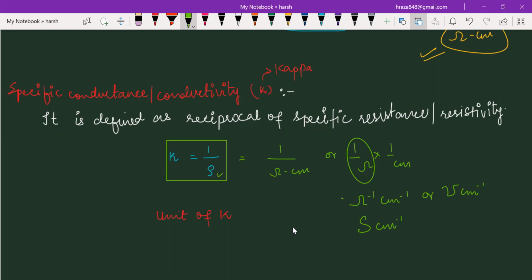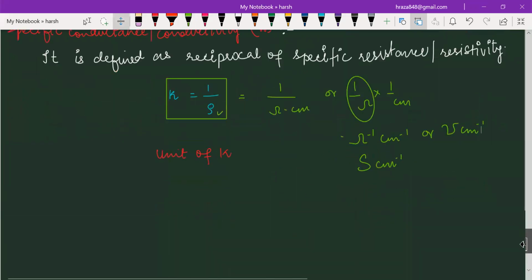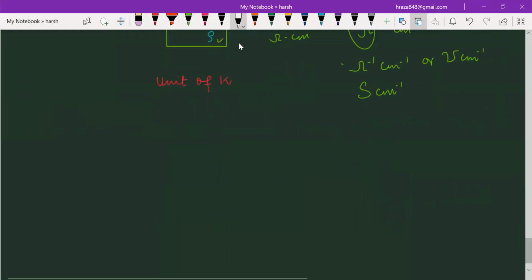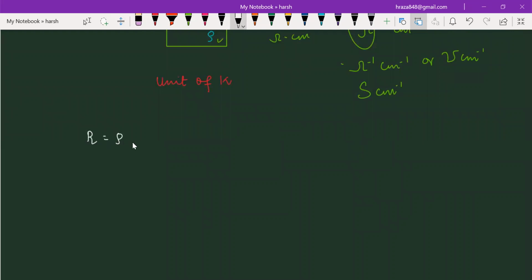Done, sir. Very good. Now we will have another term, that is cell constant. So you already know R is equal to rho L by A. Yes or no? Yes. Now can I write rho is equal to R into A by L? Yes, sir. Now I'm going to take the inverse of this.